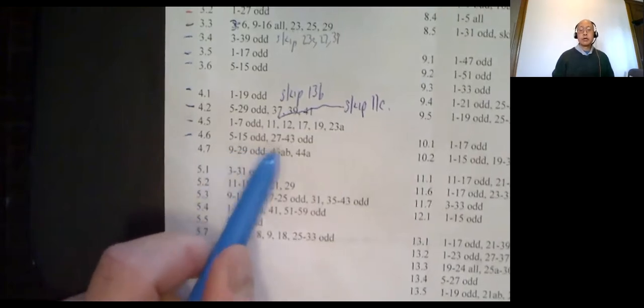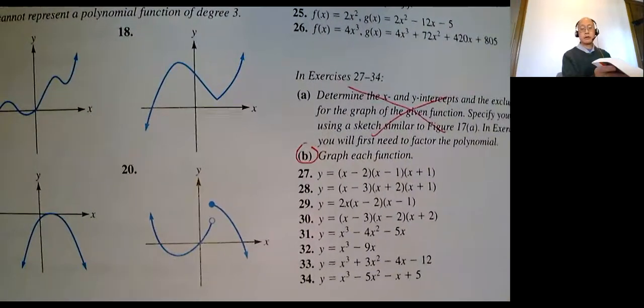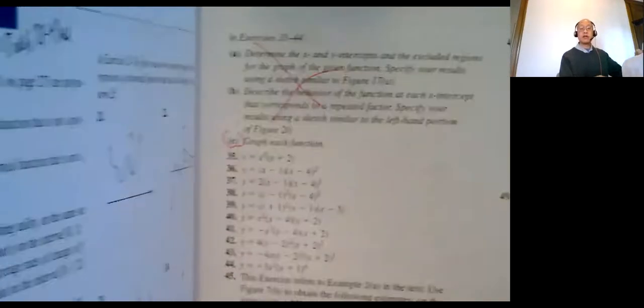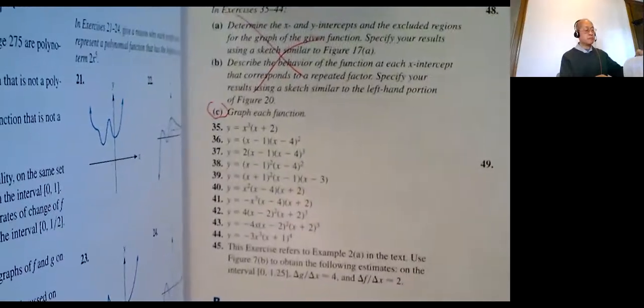Okay, so 27 to 43, and let me show you the directions. I'm changing it completely. Okay, in the directions, they ask you to do all this stuff. Just graph it, okay? So just do part B, graph each function. Same thing over here. See A and B, forget all that, just do part C, graph it.